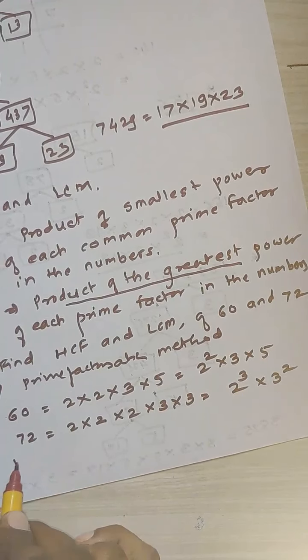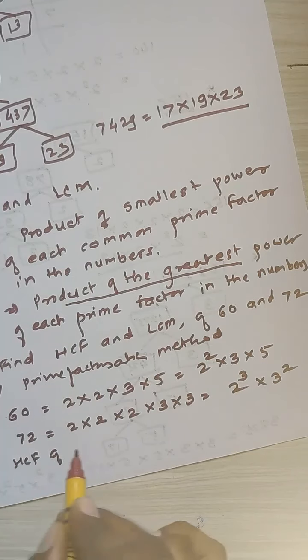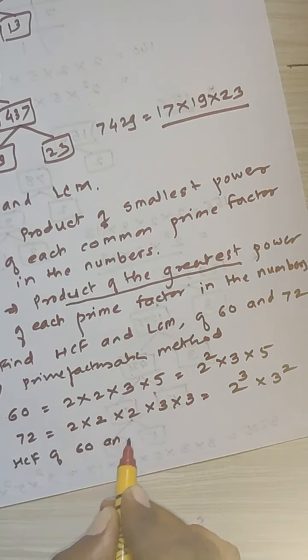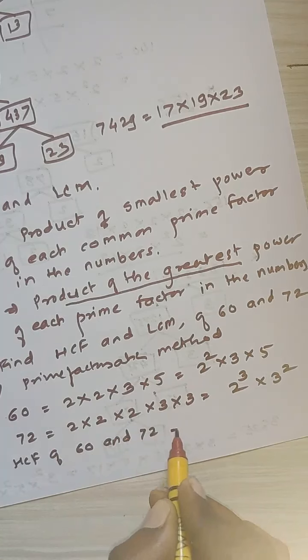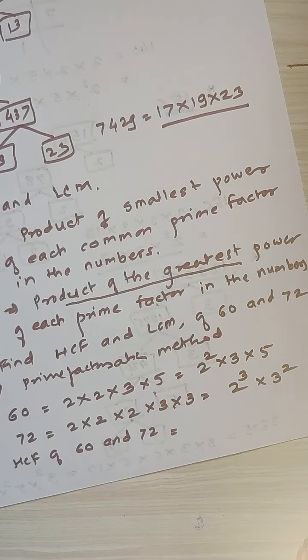so that we can write HCF of 60 and 72 as, HCF is nothing but the product of its smallest power. Now the smallest power, here 2 cube is there, here 2 square is there. What is the smallest power? The smallest power is here 2 square.